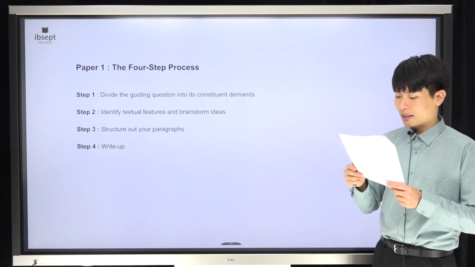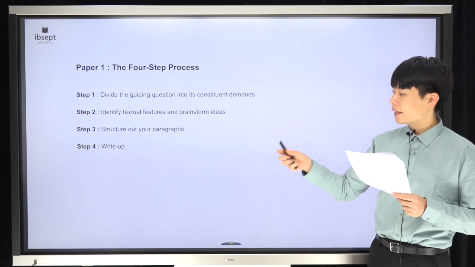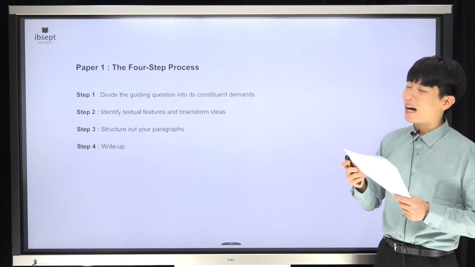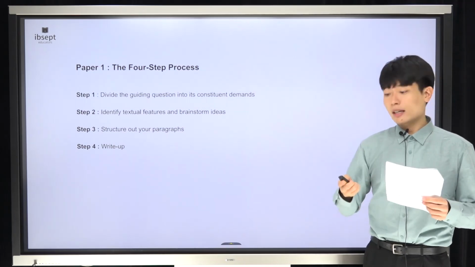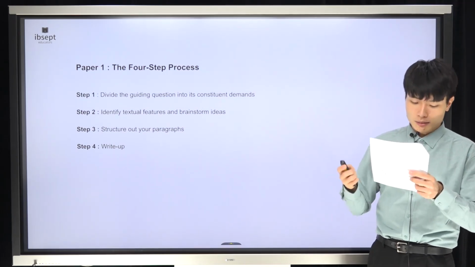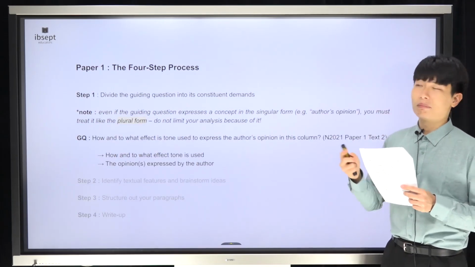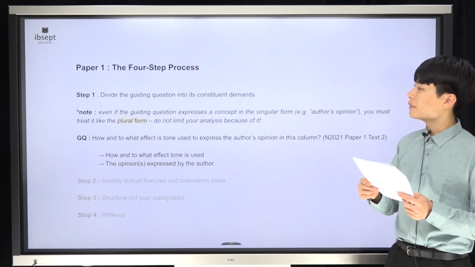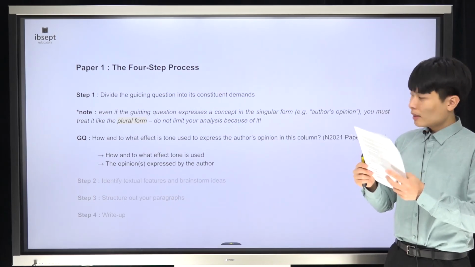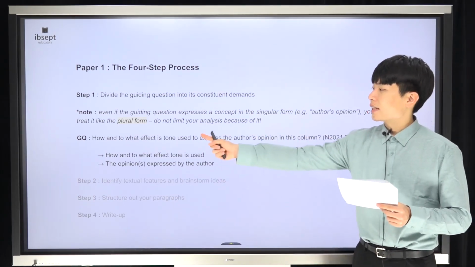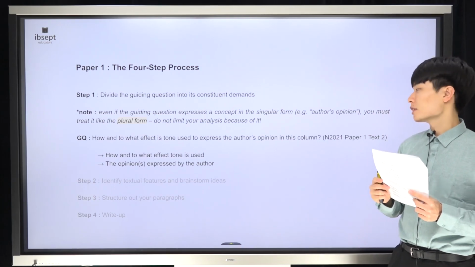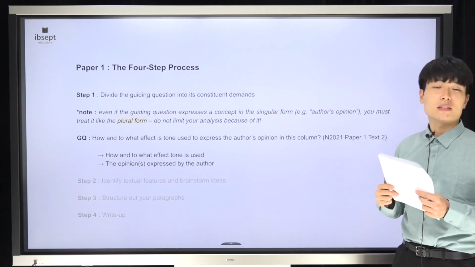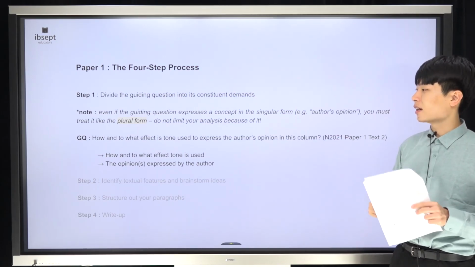You'll have noticed how much I emphasize planning, so this is a more detailed overview of how a paper 1 should be planned and structured and then written up. But the first step for the paper 1 is to divide the guiding question into its constituent demands. So let's look at this guiding question taken from the November 2021 paper 1. How and to what effect is tone used to express the author's opinion in this column?